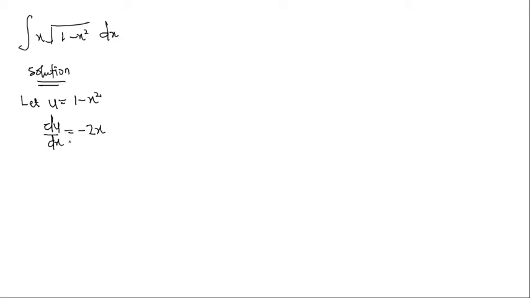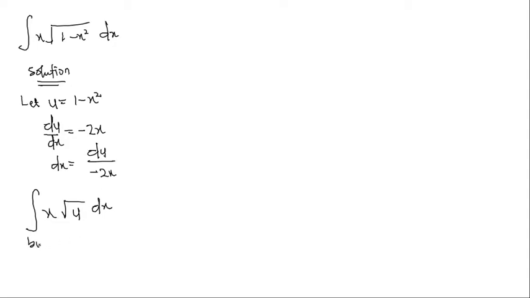So now that we differentiated this, we can see that we have the x over here. So let's make dx the subject over here. If we make dx the subject, we are going to get du over negative 2x. So now we can rewrite everything over here as this, then root of, we said let 1 minus x squared be u. So we have root u dx over here.